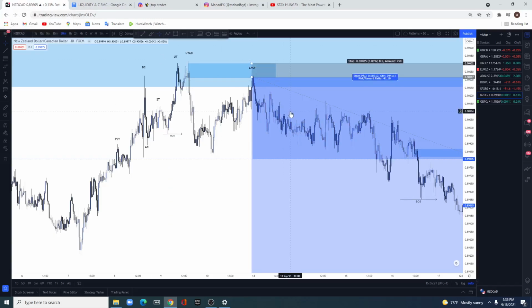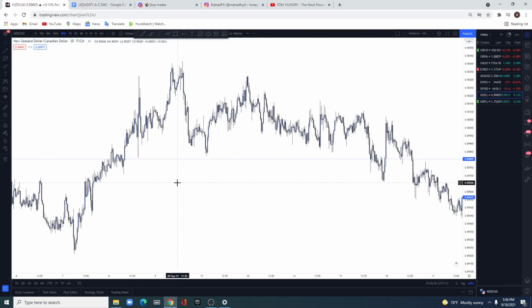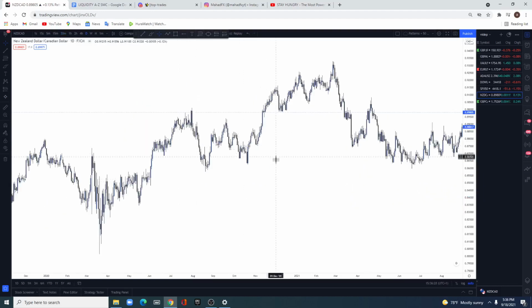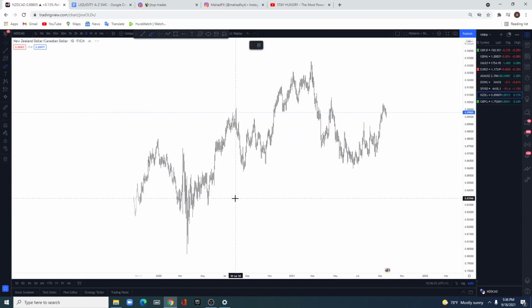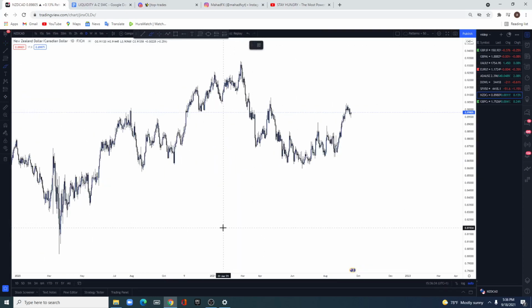So yeah, I'm not gonna really waste time. I'm gonna get straight into it by deleting everything off this chart and starting on the daily time frame. So on the daily time frame for NZD CAD, the first thing that I noticed was, of course, our trend. I noticed that in terms of our higher time frame external trend, the market looks bullish.